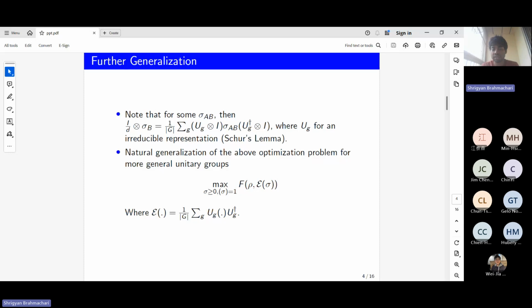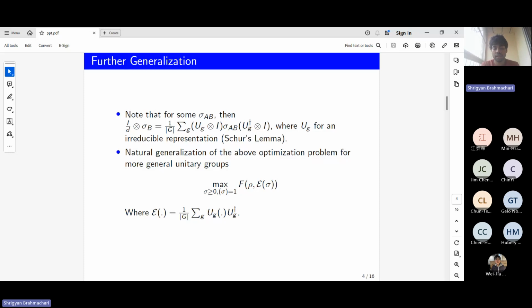Honestly, for people who aren't familiar with this, I don't think the takeaway requires thinking too much about the representation theory. What I'm really trying to say is that the partial trace of a bipartite quantum state sigma AB can be written as a twirling channel acting on a bipartite state, and there exist certain unitary groups where this is possible. So this was the observation that we had.